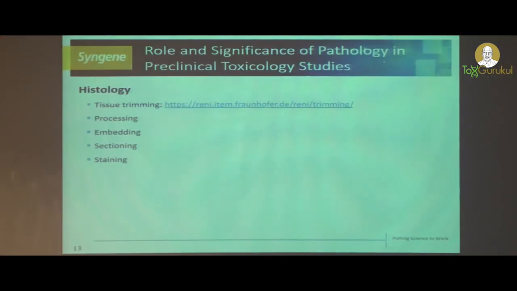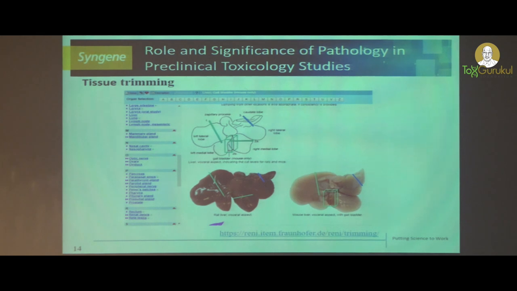The histology process includes tissue trimming, processing, embedding, sectioning, and staining. I would like to emphasize the tissue trimming part. Tissue trimming is done according to standard guidelines. We follow the RITA guidelines, which specifically mention how to collect each and every organ, how to trim the organ, how to orient it, and which face we have to embed. All the details are given in the guidelines, and these guidelines are followed for uniformity.